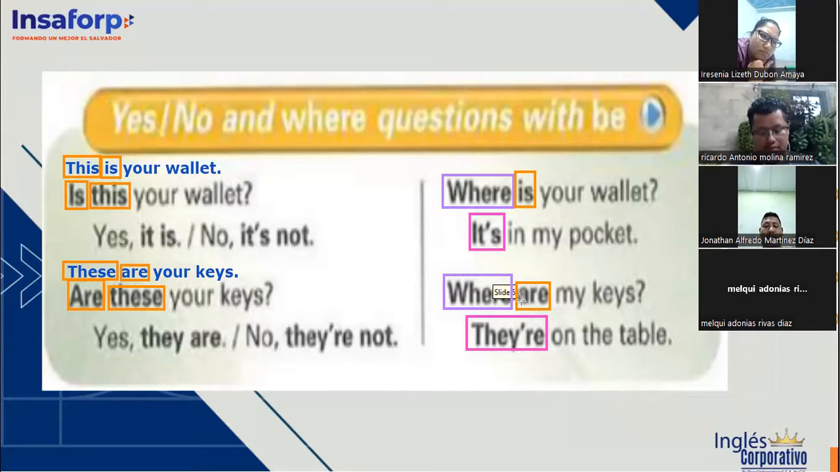Where are my keys? ¿Dónde están mis llaves? Plural. And the answer, there on the table. Spanish, there on the table. There on the table. In Spanish? Están en la mesa. Están en la mesa.